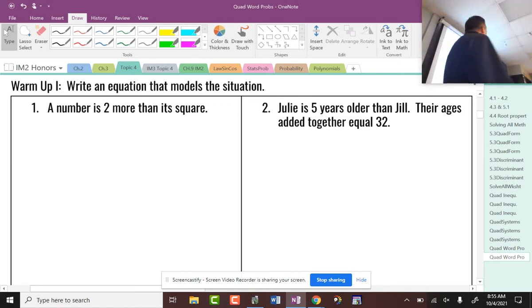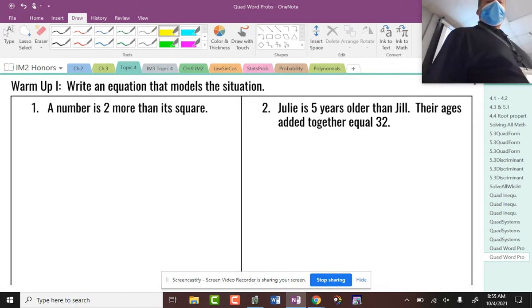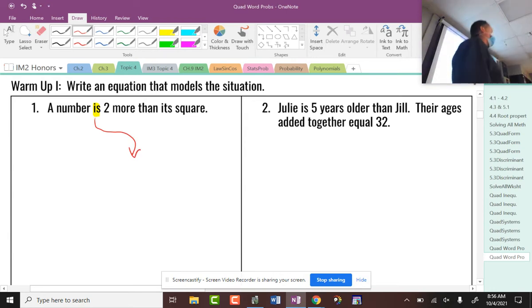Okay, a number is 2 more than its square. First of all, as you're writing this down, hopefully we can hang with me here so we can get these notes going. What does the word is mean in math? Let's see if we all know. If you know, answer 3, 2, 1, go. Equal, right? That's really a good thing.